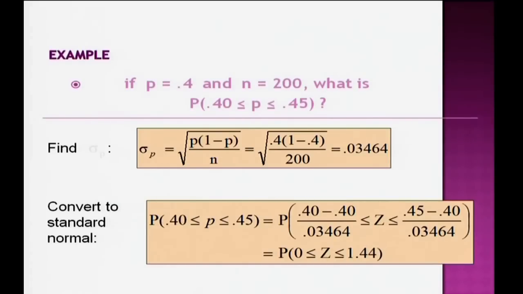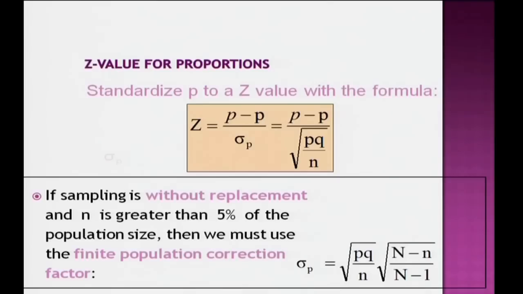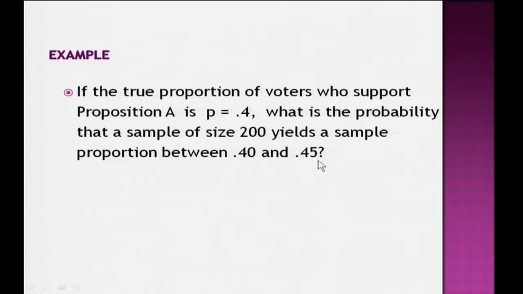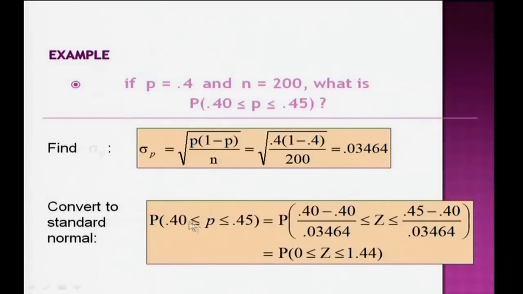Moving further, we have to convert that proportion values into z values. Z, we discussed, is p minus capital P by root of p q by n. So, we will use this formula to convert given p values into z values. This probability is expected in terms of the given variable, here proportion. That given proportion needs to be converted into standard normal variate. So, if you convert that to standard normal variate, lower limit becomes 0, upper limit becomes 1.44.